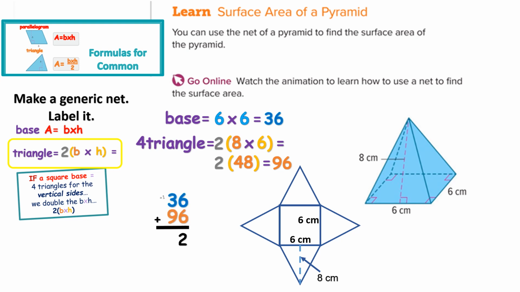6 and 6 is 12. Put down my 2, carry my addition of 1. 9 and 1 is 10 plus 3. That gives me 13. So what we found is that the surface area of this square-based pyramid is 132. Notice that the label is squared. So I keep the label of centimeters, and since I'm finding area, I would be multiplying 2 different measurements to find the area, and therefore it is going to be squared.